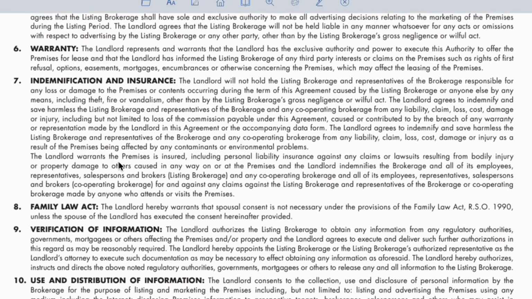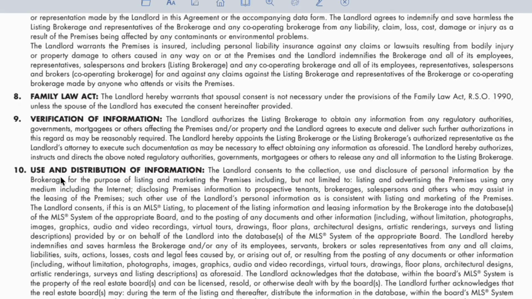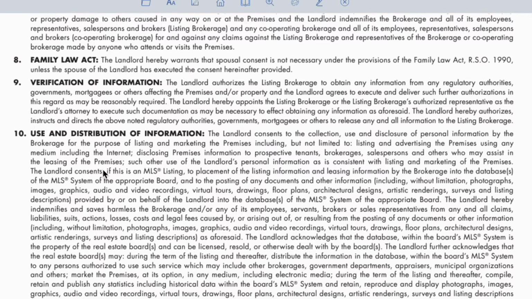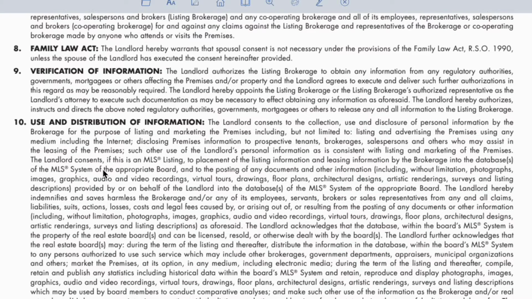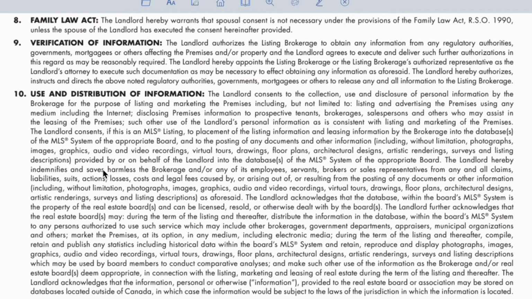The landlord authorizes the listing broker to obtain any information from any regulatory authorities in this regard as may be reasonably required. The landlord hereby appoints a listing brokerage authorized representatives as the landlord's attorney to execute such documentation. All right. No, you're doing fine. We'll discuss some of that when we get to the actual listing agreement.